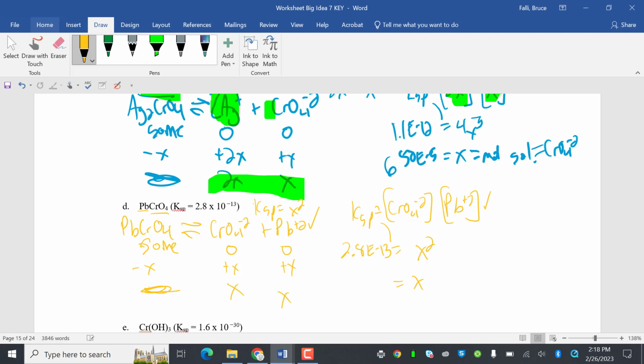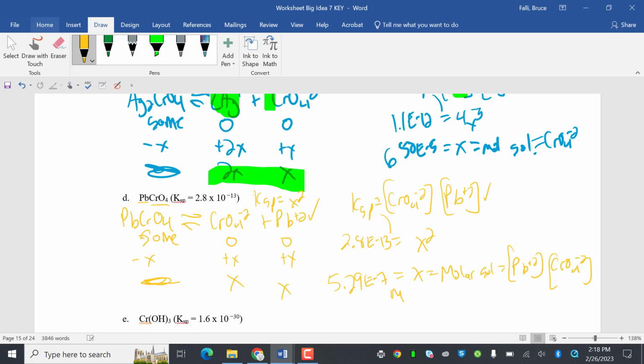I guess I got to square root that. I'm already in a bad spot, so I'm going to raise that to the 1/2. And I get 5.29 E negative 7 molar equals molar solubility. And it also equals Pb plus 2. And it also equals chromate minus 2.